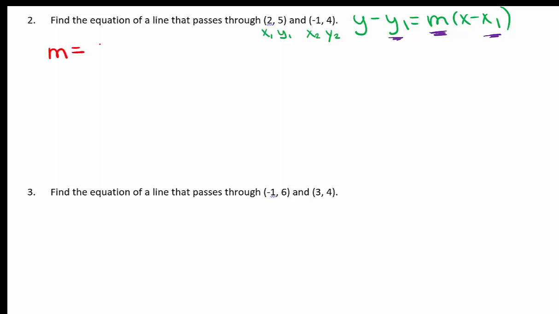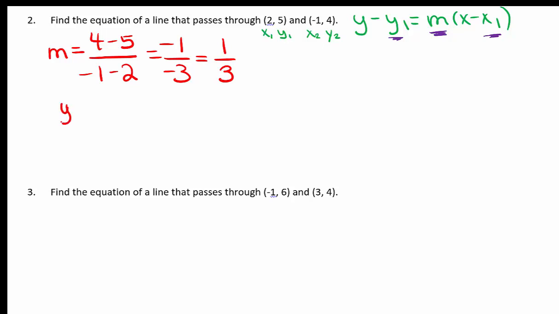I'm going to take the change in y, y2 minus y1, divided by the change in x, x2 minus x1. That gives me -1 over -3, or 1/3. And then I'm going to plug my numbers in. Y minus y1 equals the slope times x minus x1. We can do the exact same thing we did in the previous example. Get rid of the parentheses, so 1/3 times x. 1/3 times 2 would be 2/3.